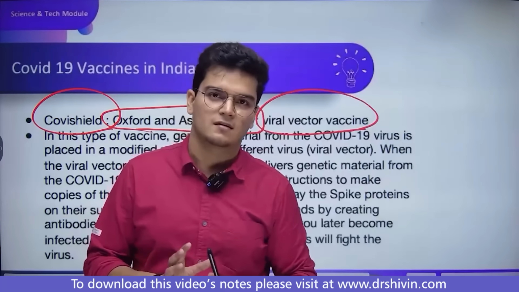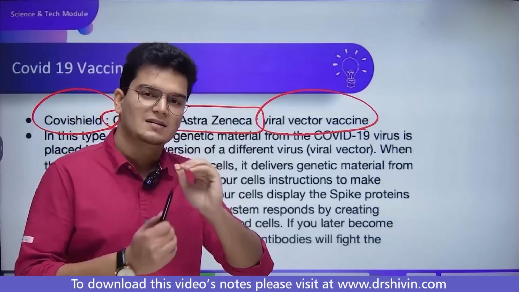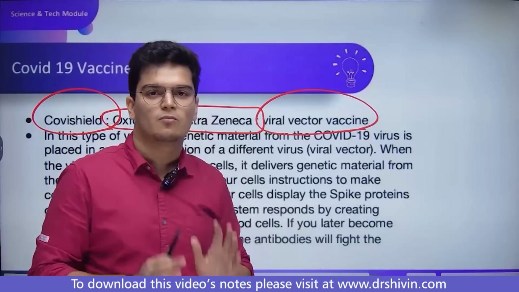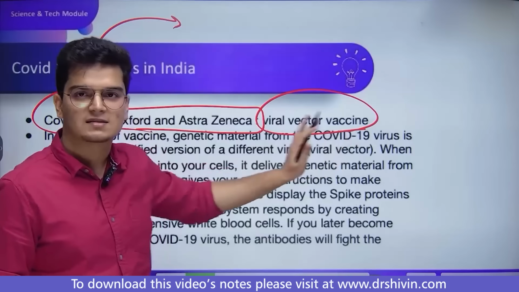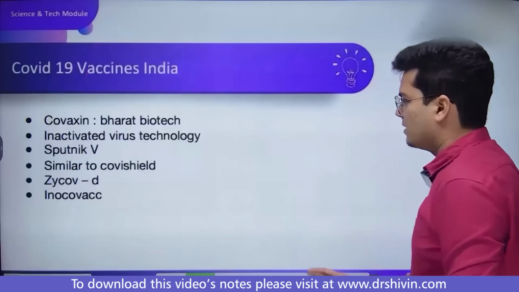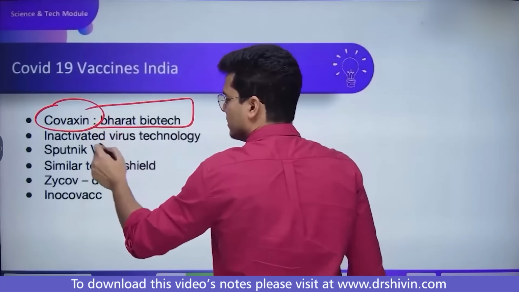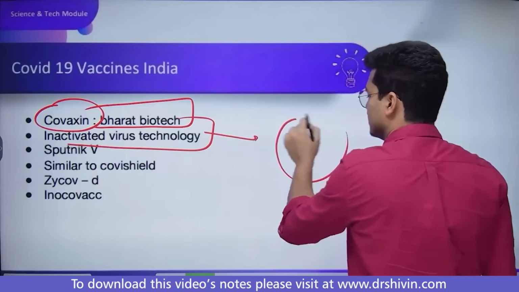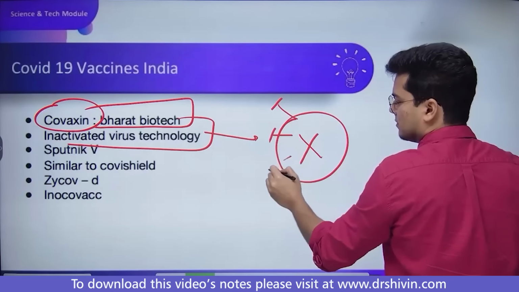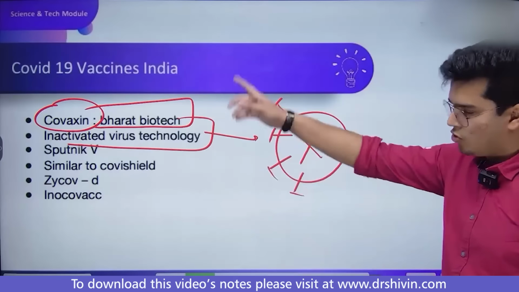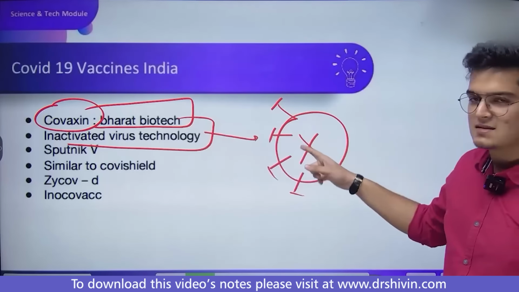Covishield is a viral vector vaccine. It puts the DNA coding for the spike protein inside a harmless virus and lets your body get it. So Covishield is what? Viral vector vaccine. Okay. Second, Covaxin. Covaxin is made by Bharat Biotech. This has inactivated virus technology, meaning the virus is killed, but the spike protein is there. Covishield was viral vector. Covaxin is inactivated virus technology.